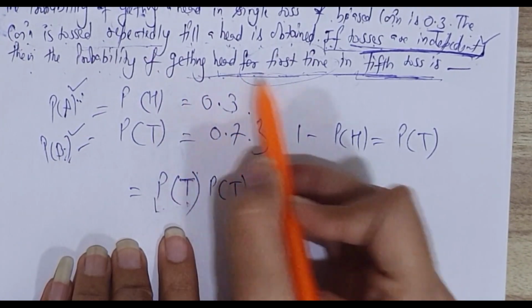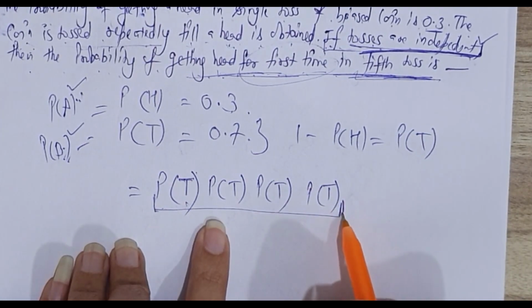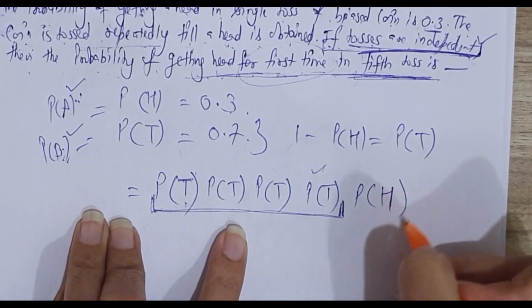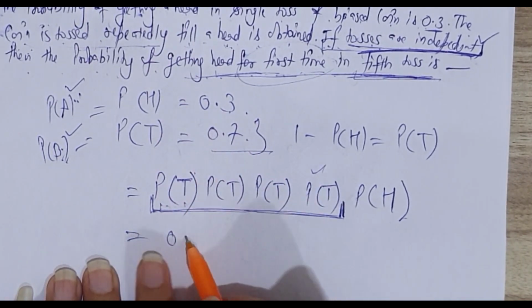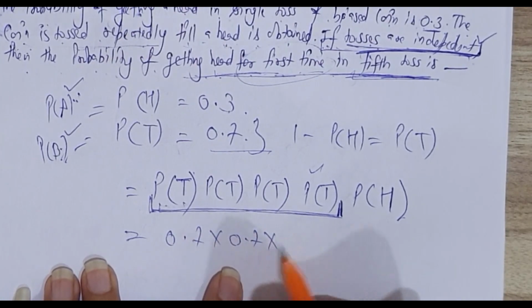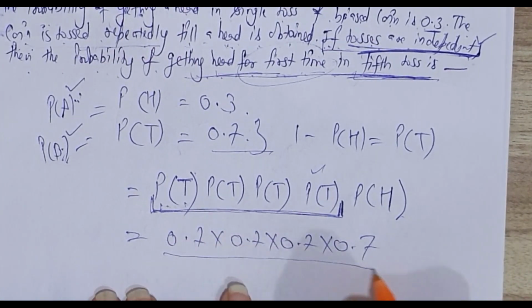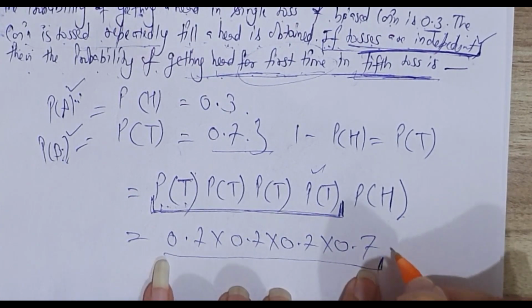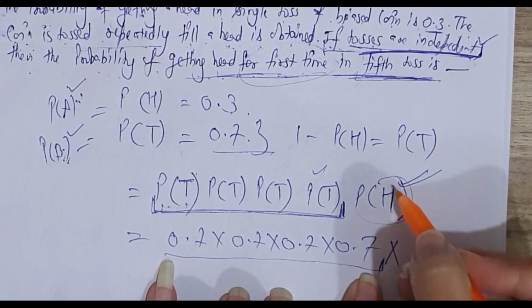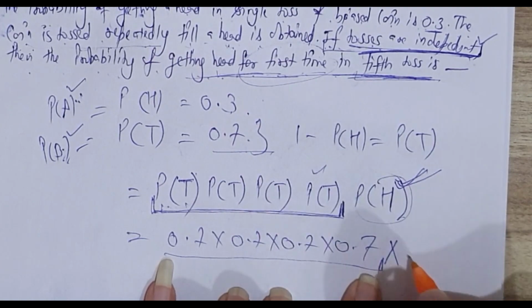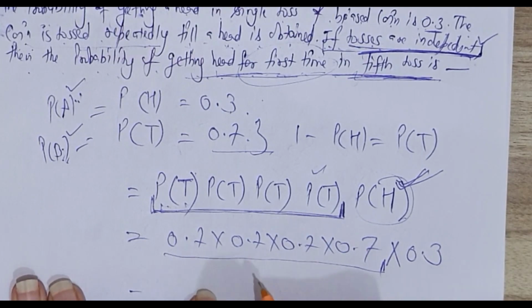They are saying the probability of getting head on the fifth time. Four times it means that tails are there, and at the fifth time we got head. The probability of getting tails is 0.7, so 0.7 into 0.7 into 0.7 into 0.7. The probability of getting tail 4 times is this, and we got head for the first time on the fifth time, and the probability of getting head is 0.3. Now multiply that and you will get your answer.